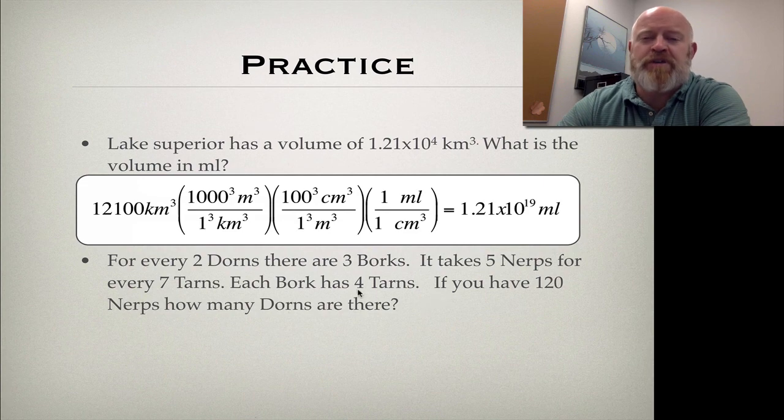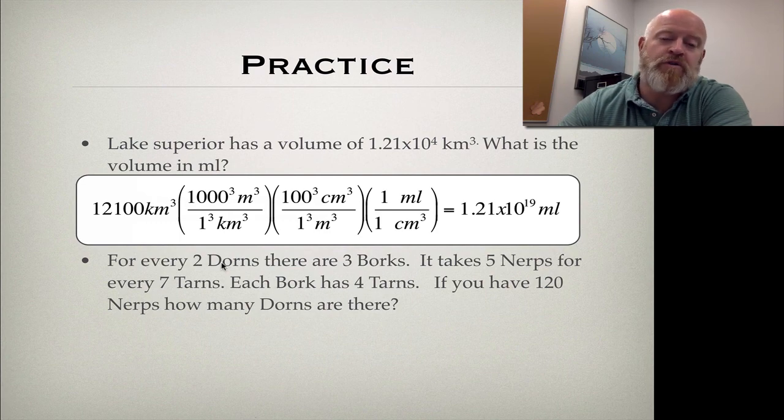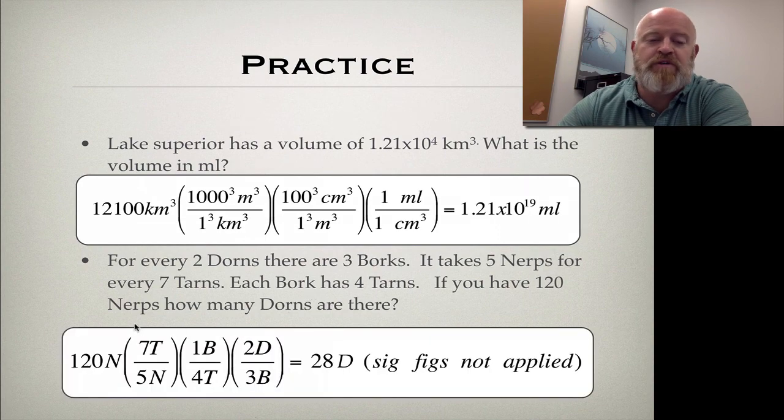Okay, so it's kind of a riddle, and people have solved these before, but here's a very systematic way to do it. So for every 2 Dorns, there are 3 Borks, so it's a 2 to 3 ratio. Here you have a 5 to 7 ratio, and here you have a 1 to 4 ratio. So those are just conversion factors. So we're going to start with the 120 NURBS, and we're going to put 5 NURBS on the bottom, 7 Tarns on the top, then move over and put 4 Tarns on the bottom, 1 Bork on the top, and then we're going to go and put 3 Borks on the bottom and 2 Dorns on the top to find Dorns.